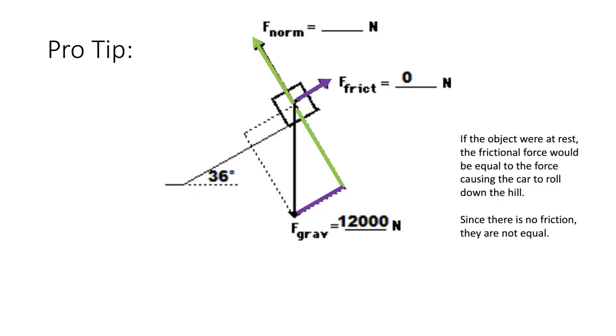Pro tip. If the object were at rest, the frictional force right here would be equal to the force causing the car to roll down the hill right here. But since there is no friction in that last problem, they were not equal. Our next two problems are going to have friction.